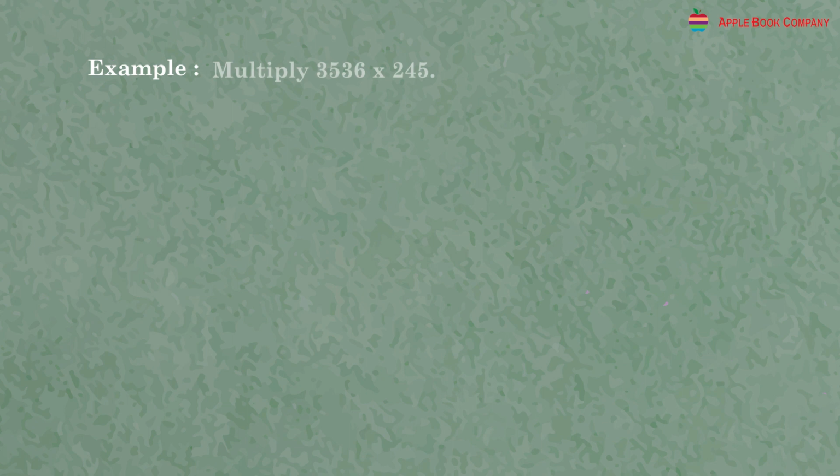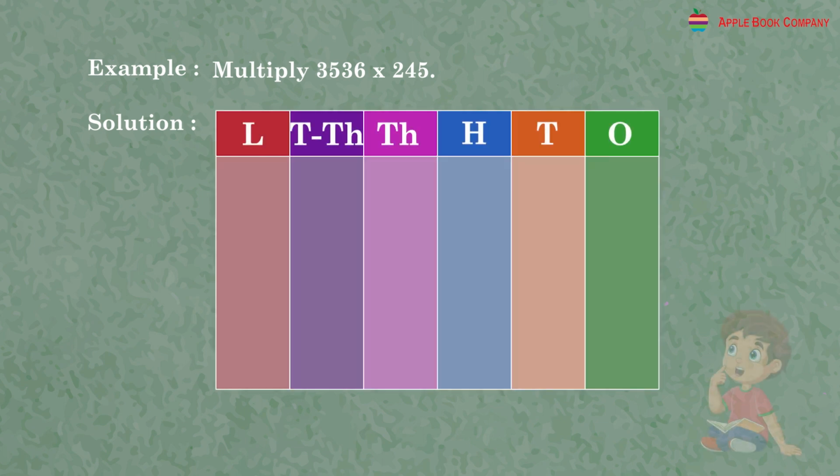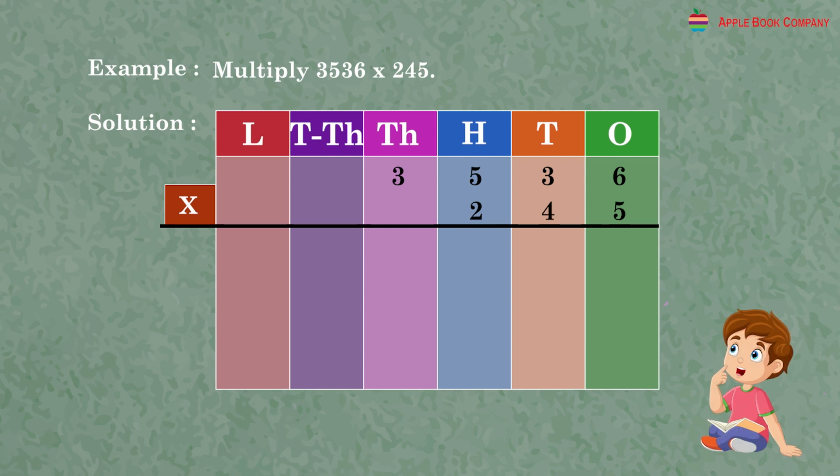Example: multiply 3536 by 245. Solution: write the given numbers in column form. We follow the following steps. Step 1. Multiply by ones. 3536 multiplied by 5 is 17680. Step 2. Multiply by tens. 3536 multiplied by 40 is equal to 141440. Step 3. Multiply by hundreds.